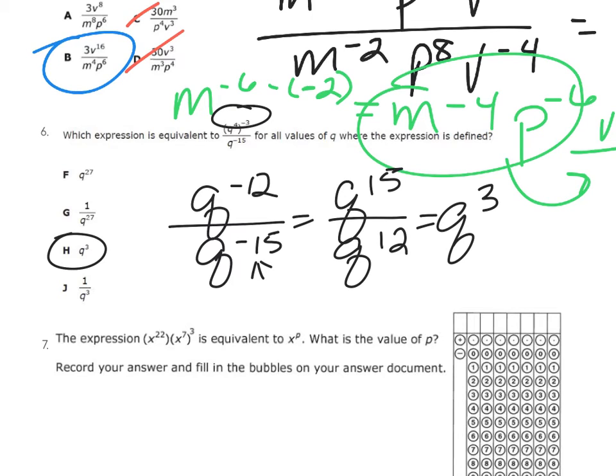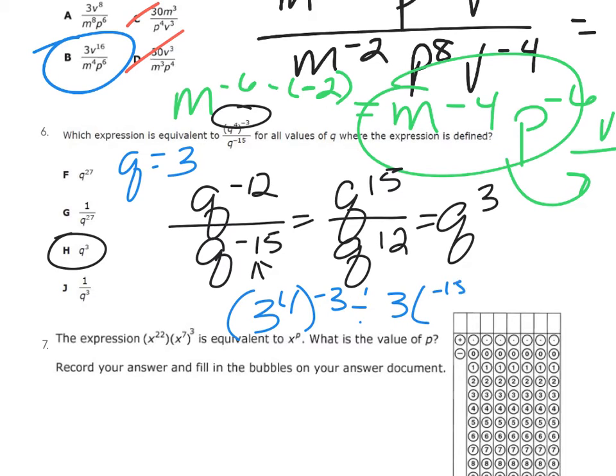So it's h. With these, if you only have one variable, what you could do is say, okay, maybe I'll make q equal 3. And then I will put in my calculator 3 to the 4th to the negative 3 divided by 3 to the negative 15.